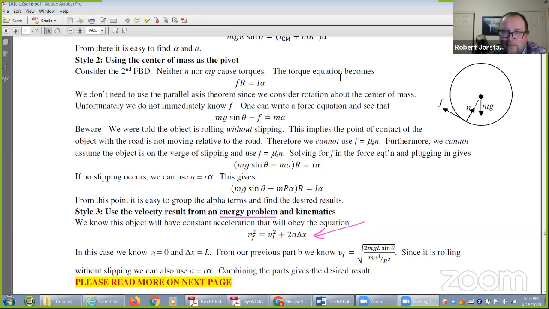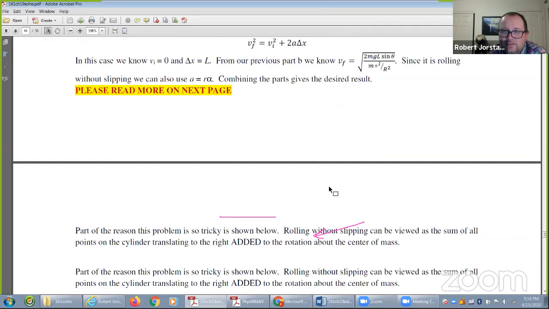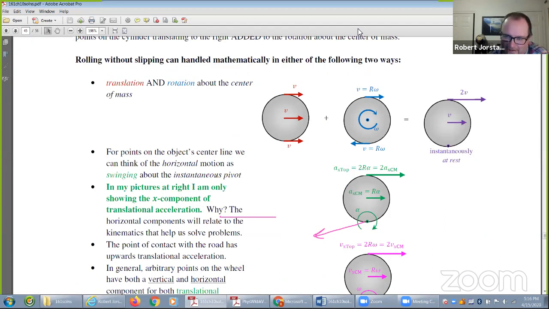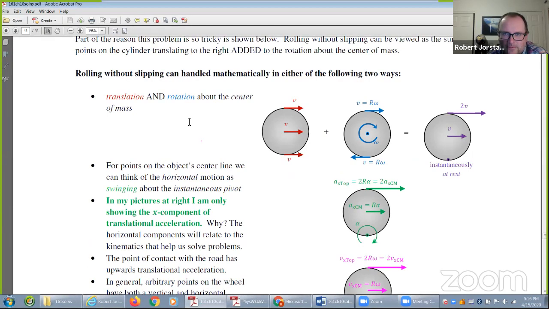All right. And then I'm going to show some stuff on the next page. If you are serious, if you're a mechanical engineer, you really want to know this stuff. This is kind of my summary.